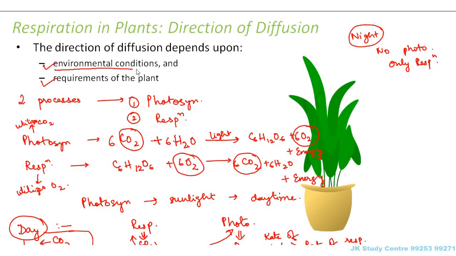Now you understand what it means by environmental condition, because whether it is daytime or night time depends on whether sunlight is present or not, because photosynthesis depends on the environmental conditions. And the second is requirements of the plant. That means what does the plant need? If the plant wants to perform photosynthesis, it needs more and more carbon dioxide. If the plant wants to respire, then it needs more and more oxygen. So environmental conditions and requirements of the plant, these two factors govern the direction of diffusion, which gas will diffuse in which direction. Clear? Okay.